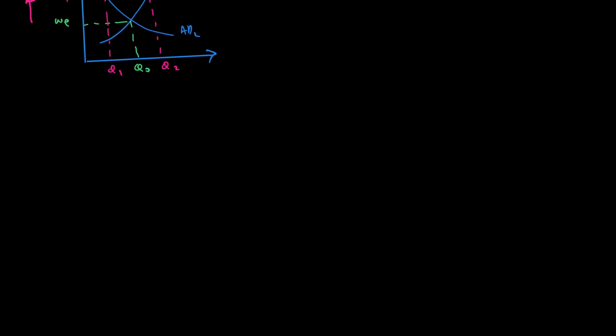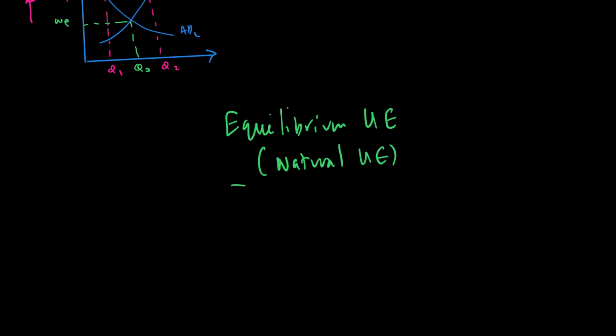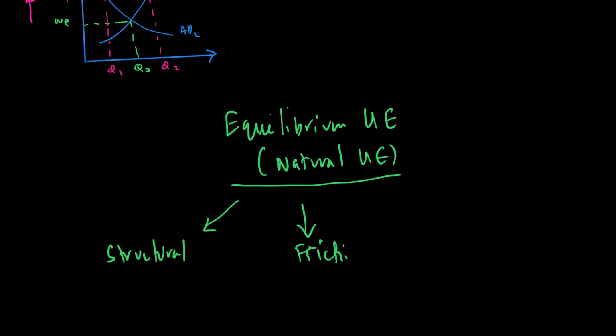In terms of equilibrium unemployment, when we look at equilibrium unemployment, we are actually identifying three reasons, and that's why equilibrium unemployment is also called natural unemployment, the unemployment that happens at the equilibrium. And we say there are three reasons or three explanations for this. The first one is what we call structural unemployment. The second one is frictional unemployment, and the last one is what we call seasonal unemployment.